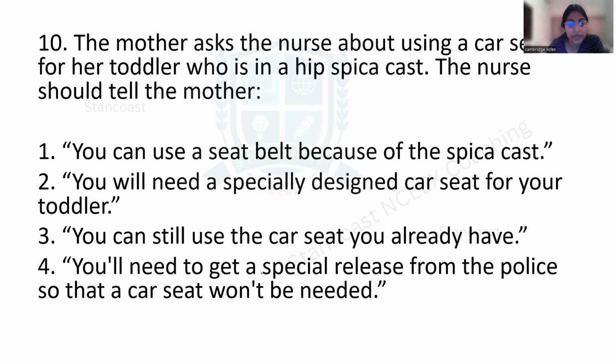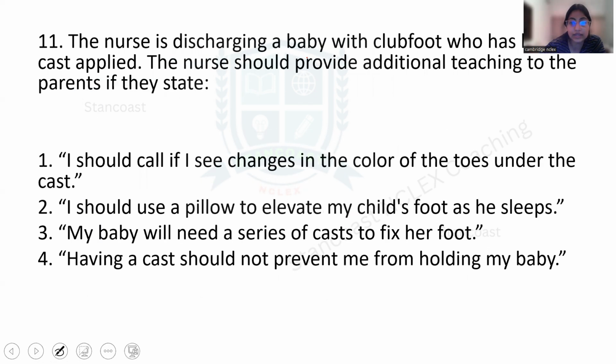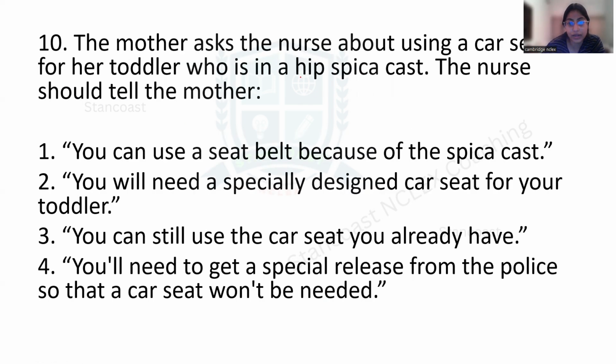Option 4, you need to get a special release from the police so that a car seat won't be needed. Now, we have already seen that a hip spica cast contains an abduction bar. Okay, so the abduction bar is a lengthy thing and it needs a lot of space in the car. So using a car seat she already has is not the correct option. It is clearly not the correct option because this abduction bar needs a good amount of space.